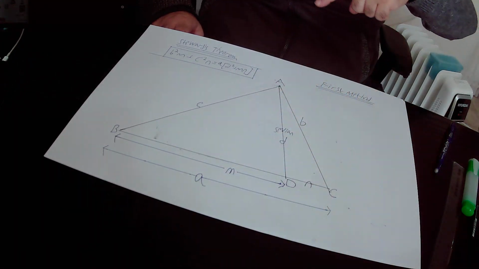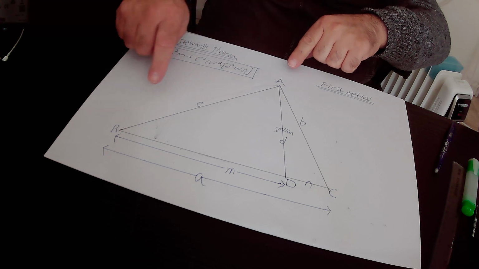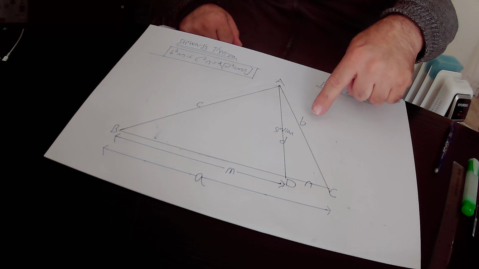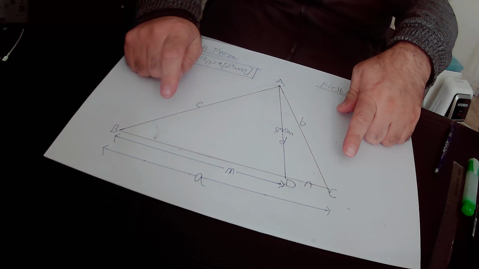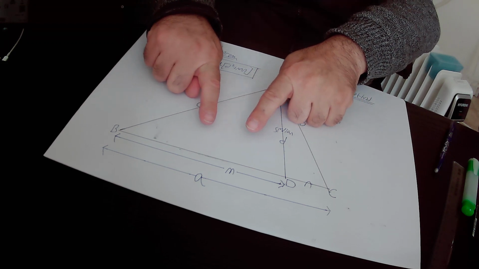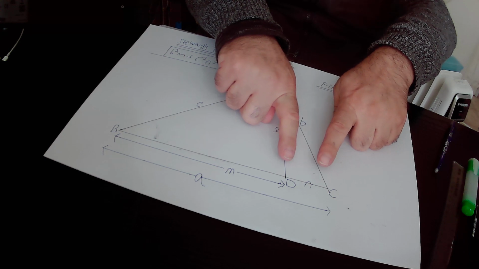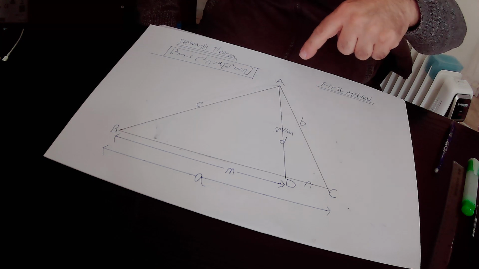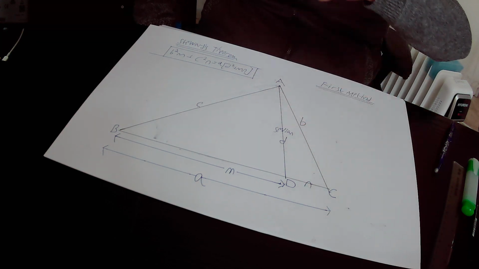So here we have triangle ABC. The length of side AB of triangle ABC equals C units, side AC equals B units, side BC equals A units in its length. In addition, we know that line segment BD equals M units, and finally line segment DC equals N units in its length. And the cevian in this triangle ABC is line segment AD, and line segment AD equals D units in its length.